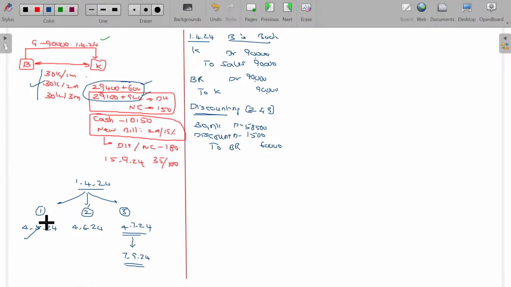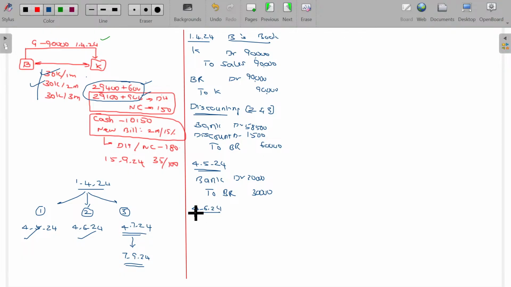Now we'll go for this one, 4/5/24. The bill retained by him is going to be encashed, surrendered and cashed. This one is over. Bank account debit to BR account, this value being 30,000. Second bill: on the due date, it is met properly.